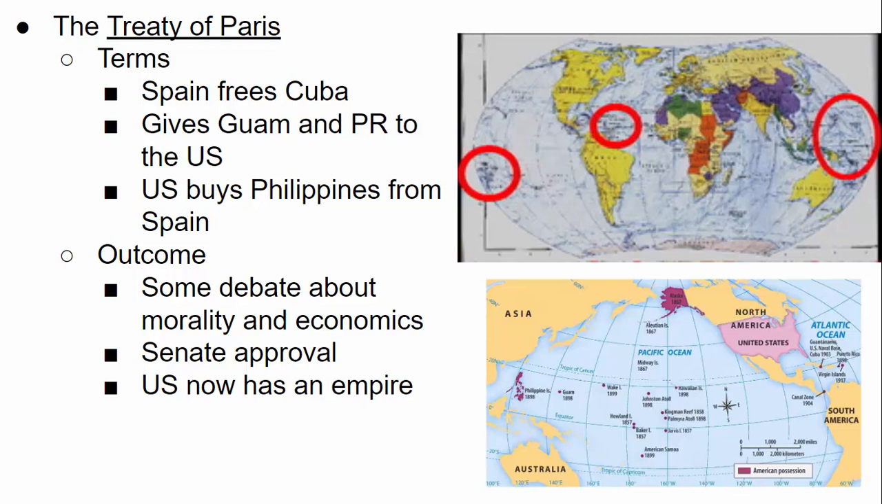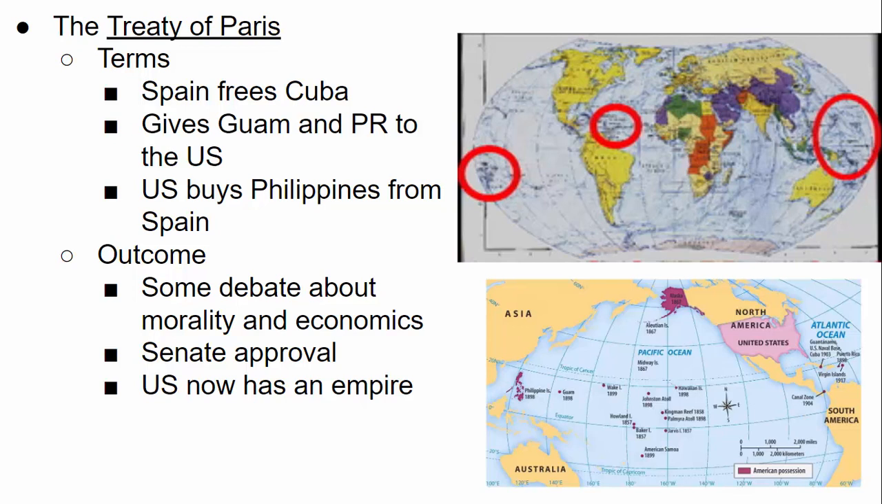So in the terms of the Treaty of Paris of 1898, Spain agrees to free Cuba. Spain also gives Guam and Puerto Rico to the United States. And then the United States buys the Philippines from Spain. Okay, again, that's going to be important here in a minute.